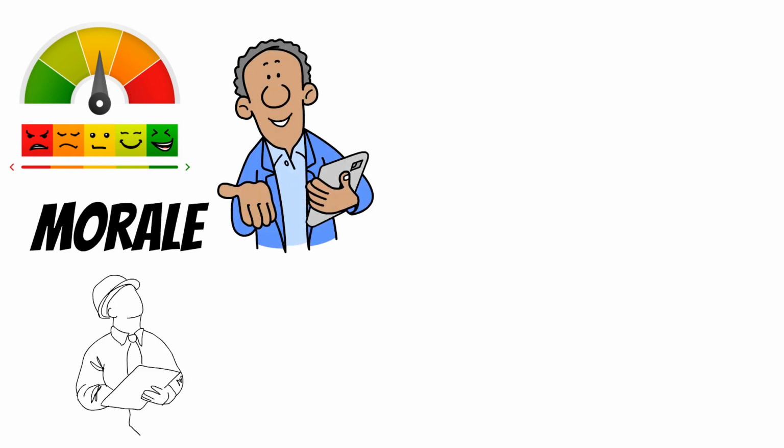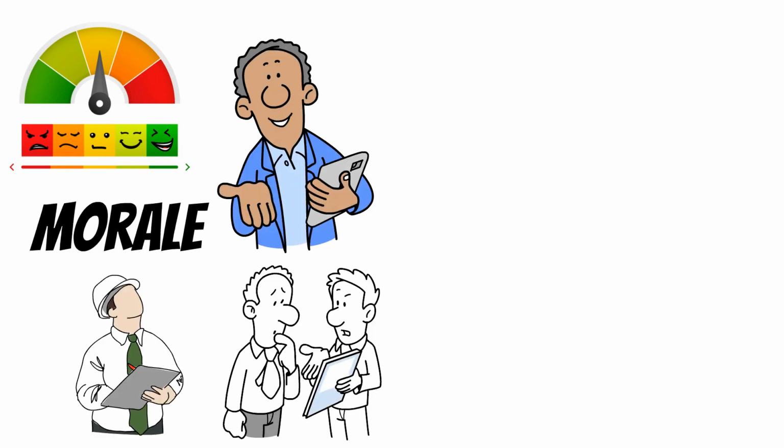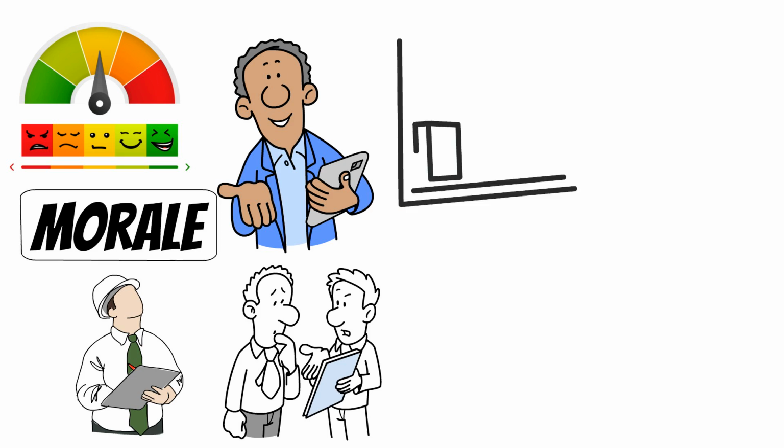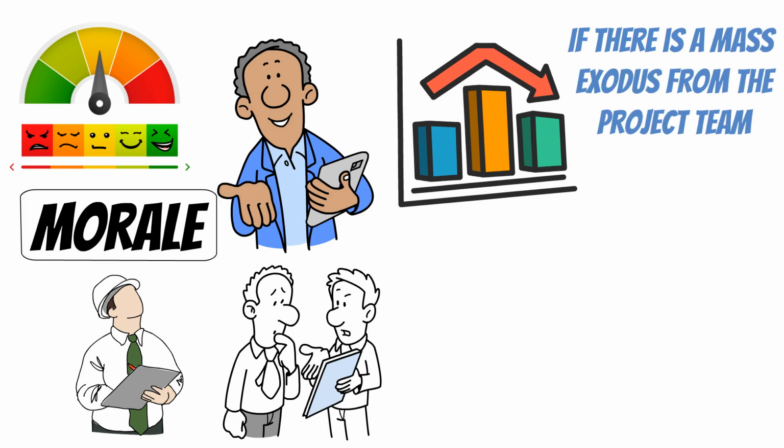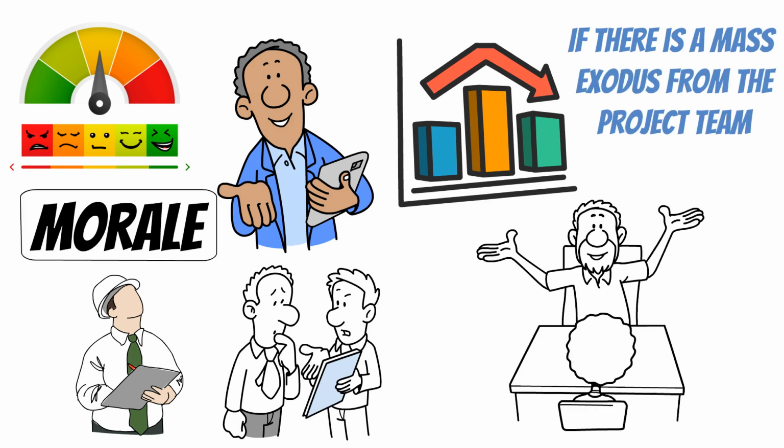This can be done by surveys, asking project team members to rate their agreement on a scale. Another way that can detect morale is simple turnover rates. If there is a mass exodus from the project team, that should hopefully tell the executive team that the morale is low.